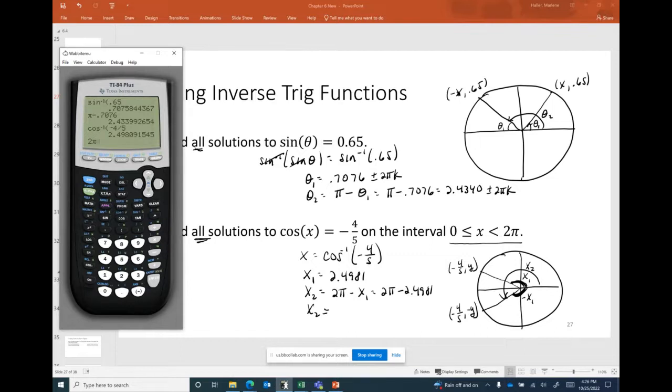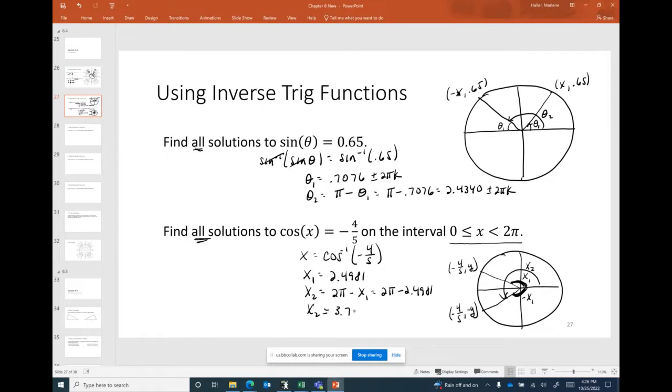2 pi minus, I'll just say answer so I don't lose anything in the rounding. So second negative sign, that's 2 pi minus the previous answer. All right, 3.7851. These are all, of course, approximate, but that's okay. We can approximate them when we're doing this. All right.